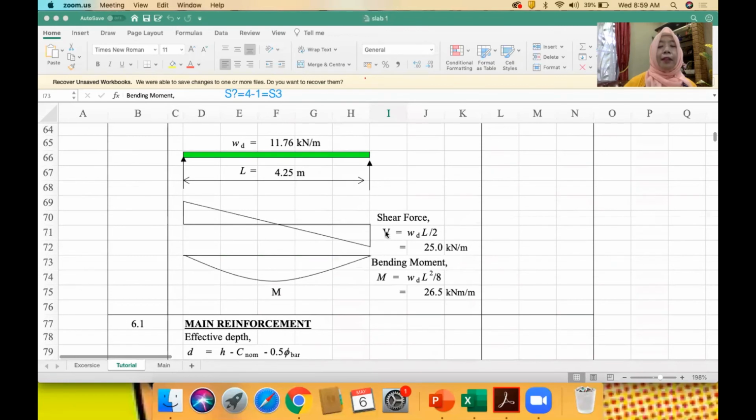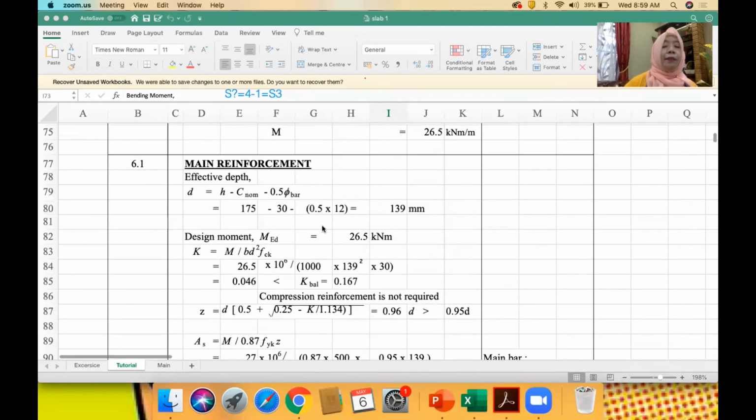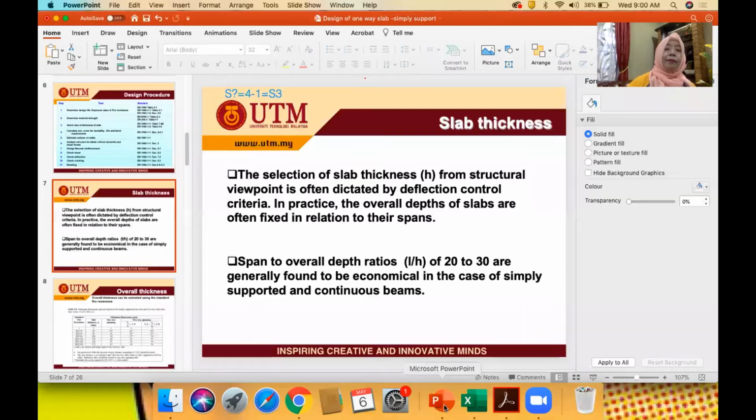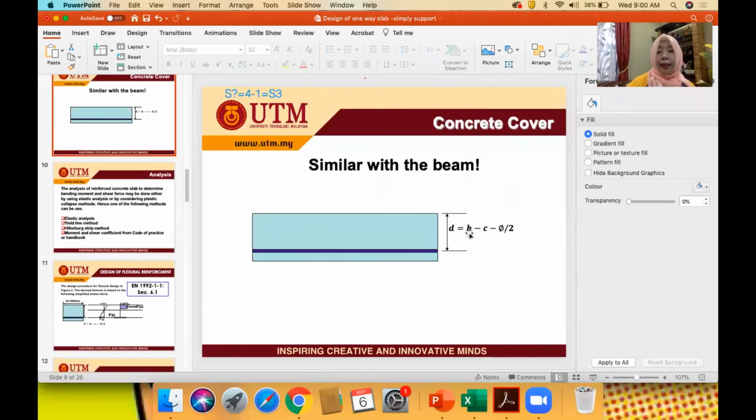Okay, now we have our design load on the slab, 11.76, with the L effective 4.25. Therefore, as usual, we will find the shear force and also bending moment. Since this is a simply supported slab, we use this formula. So we get moment 26.5. The next step is to design the main reinforcement. So we need to calculate the d. Remember just now the d? The d is from the top to the center. Here, d is h minus c minus diameter over 2.